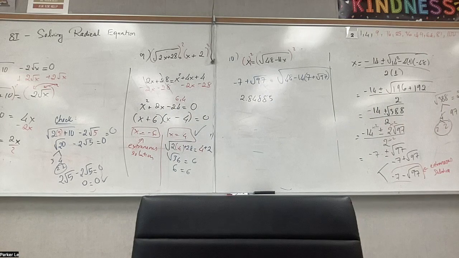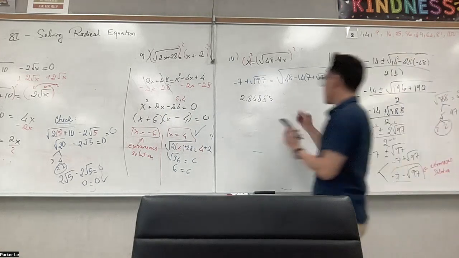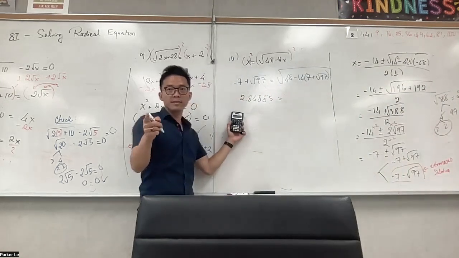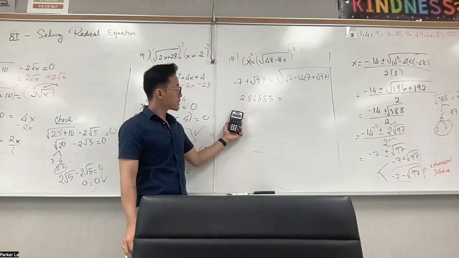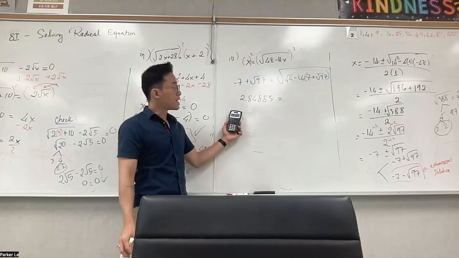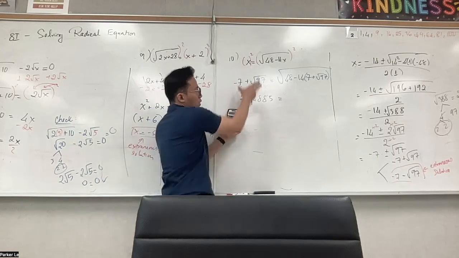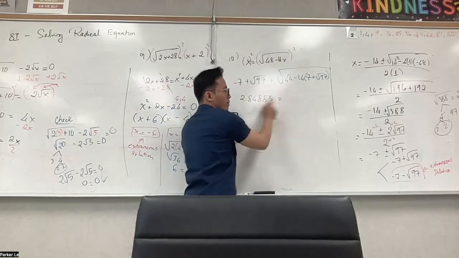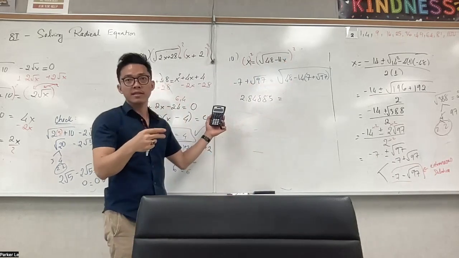Can't you just put 2.84885 into X? No, that's not how you do it. You're going to check what is the result on the left, and you're going to check what is the result on the right, and you compare them. If they are equal or not.